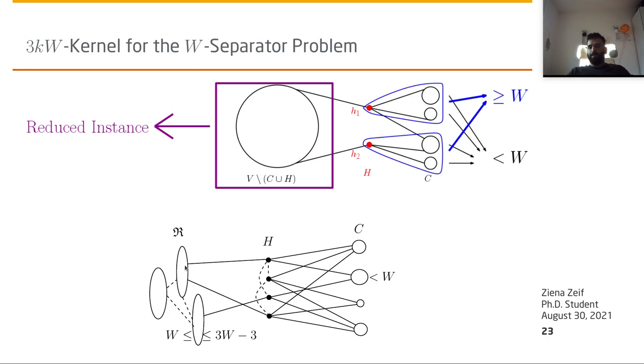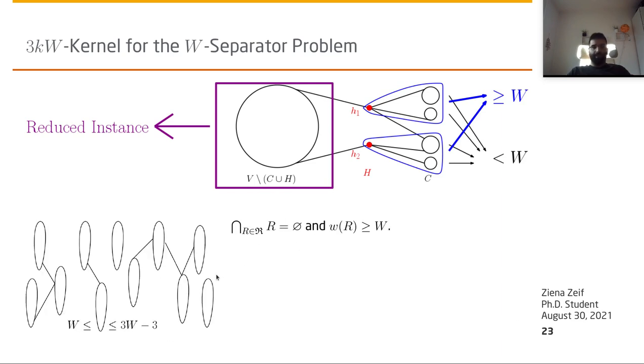So now let's say we have a balanced crown decomposition in hand. We can reduce our graph by the head and crown vertices by picking the head vertices as part of our solution, and then we end up with a connected vertex partition such that each part weighs between W and 3 times W minus 3. This is exactly the body part.